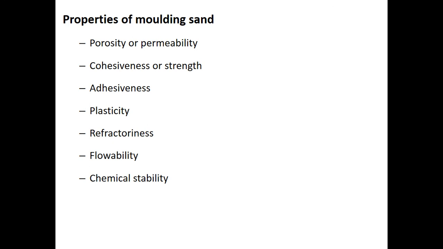Now, another important set of terms you must know about. We are going to discuss first the sand casting process, so that's why I discussed all the terms in connection with sand molding. When you use sand as a molding material, it should possess certain properties. Let's see what they are: porosity and permeability, cohesiveness or strength, adhesiveness, plasticity, refractoriness, flowability, chemical stability.